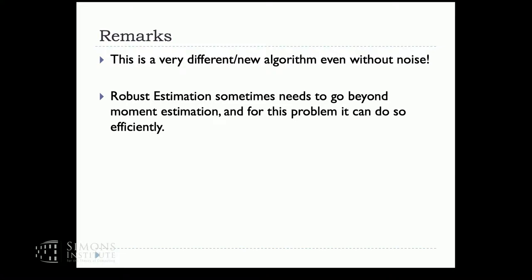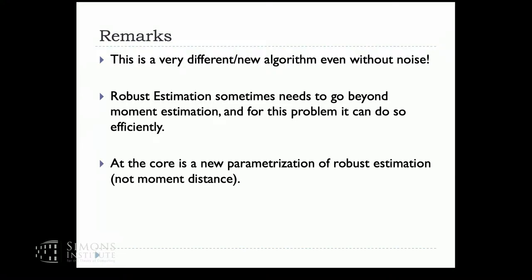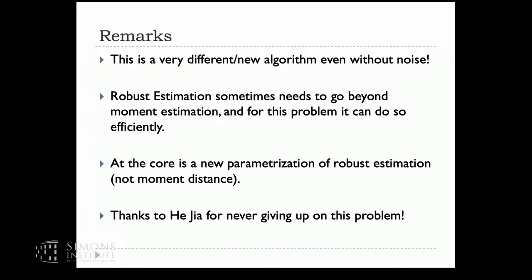Robust estimation needs to go beyond moment estimation. And this is sort of the first concrete problem that shows this. And there's a different parametrization of robust estimation. It's not the moment distance. Maybe that's going to show up in other places. And a student, Hajia, worked on this for 2 years, despite mild suggestions that maybe it's time to work on something else.